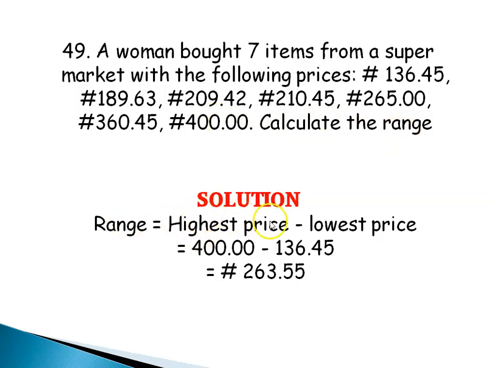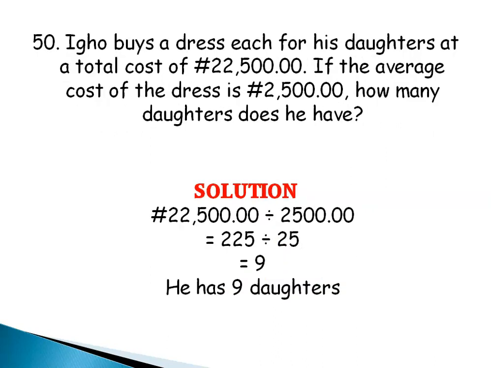Okay, so range is the highest price minus the lowest price. Let's look through our prices and see which is the highest and which is the lowest. Already it has been arranged for us in ascending order. So this is the lowest, 136.45, and this is the highest, 400.00. So our range is just going to be 400.00 minus 136.45. If you do your calculation correctly, this is going to be your answer, 263.55 naira, and this is the range. Is that okay? Very good.